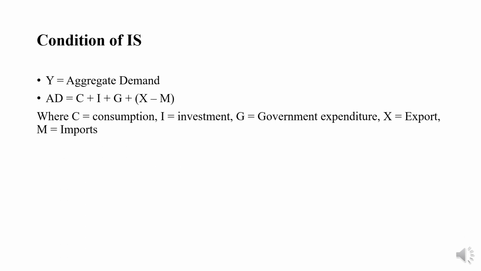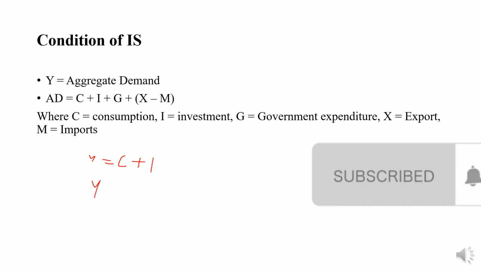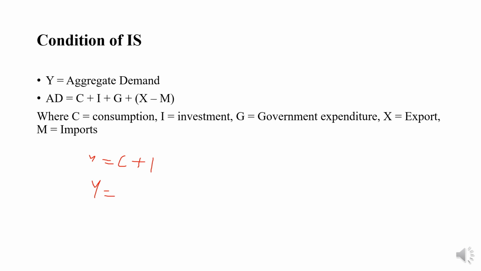Condition of the IS curve. What is aggregate demand? Aggregate demand equals C plus I plus G plus X minus M, where C is consumption, I is investment, G is government expenditure, X is export, and M is import. When we talk about a two-sector economy, we have consumption plus investment. When we talk about a three-sector economy, we include government expenditure. So C plus I plus G.